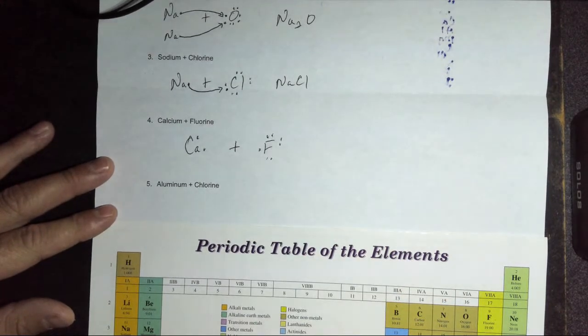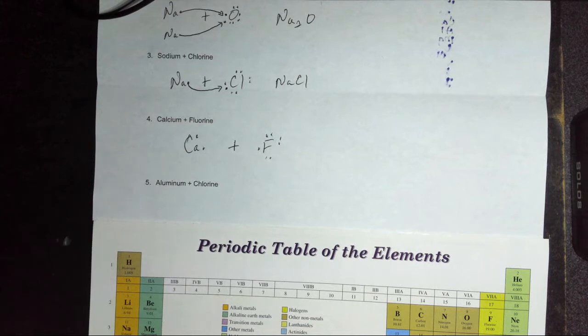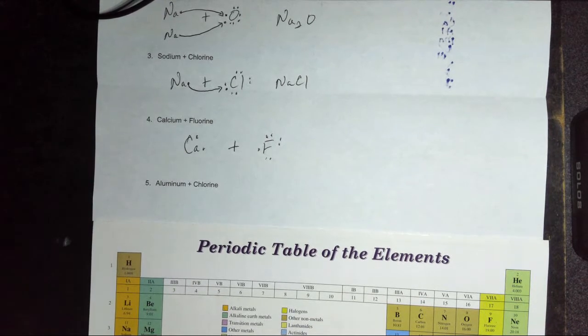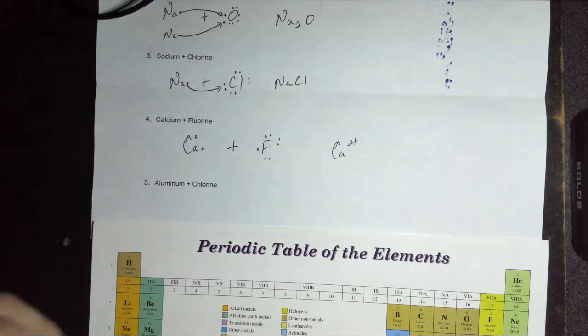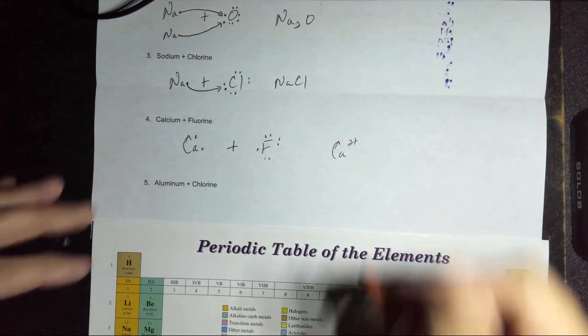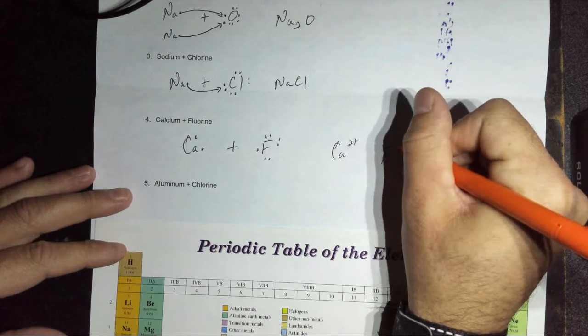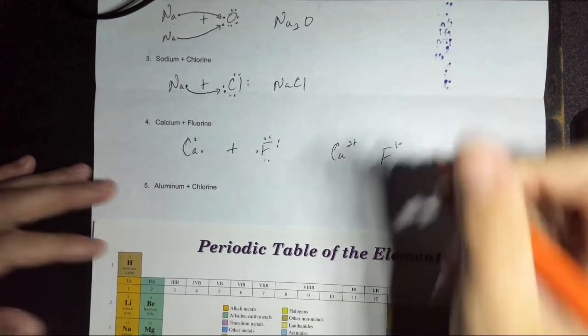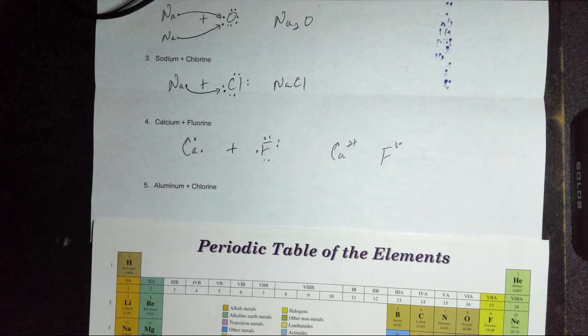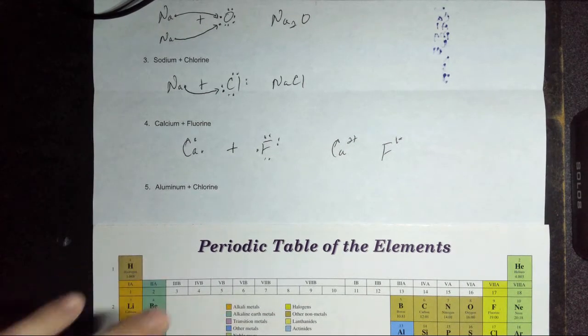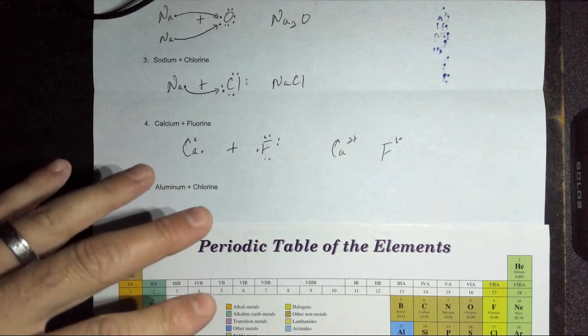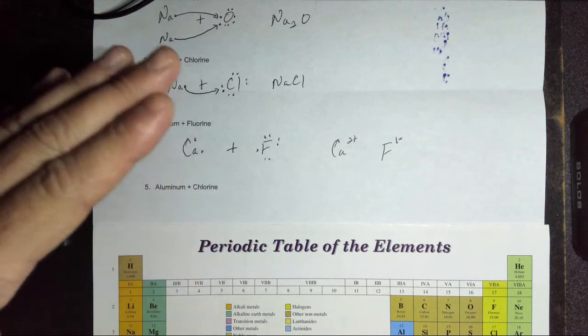So we're going to do that. We're not going to draw the arrows on this one. We're going to do what's called a swap and drop. So Ca, we said, is a 2 positive because it wants to give up its 2. Fluorine is a 1 minus because it wants to gain 1 negatively charged electron. So it's needing to get more minus. So now what we do is we swap the numbers and the symbols go away, and that gives us our formula without doing the dot structure.